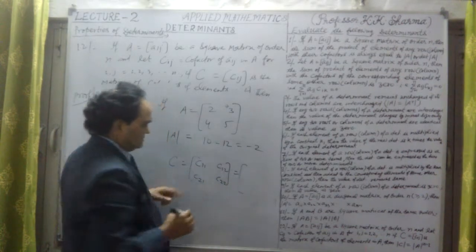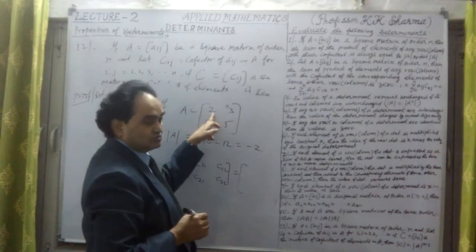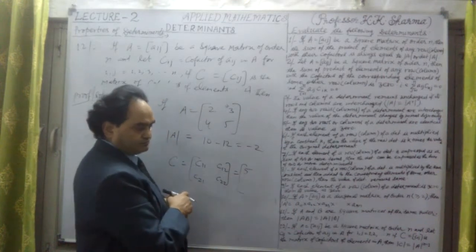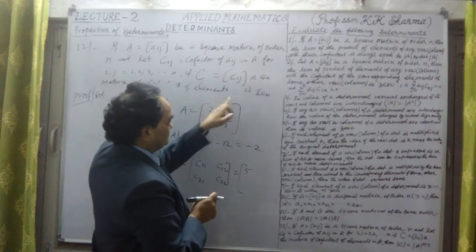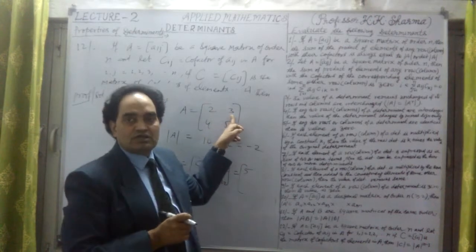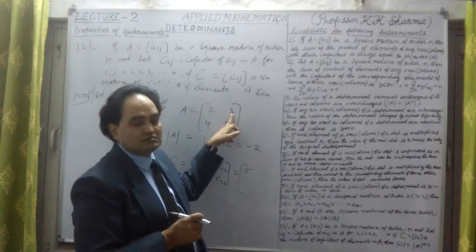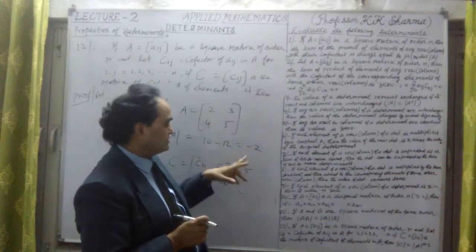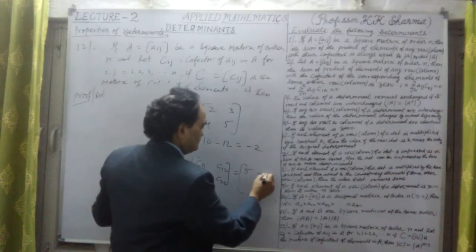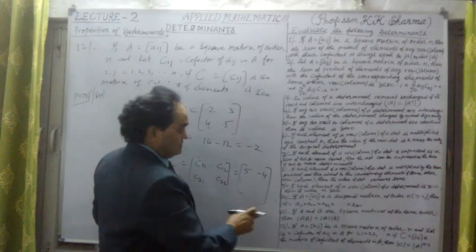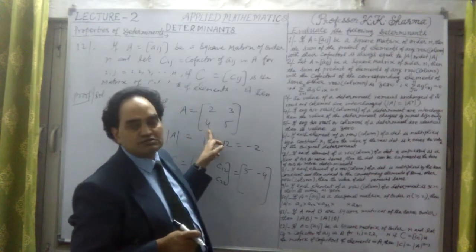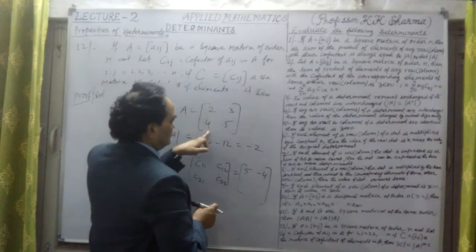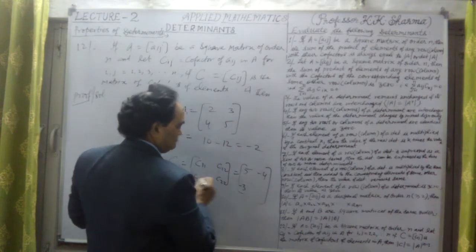What are the elements here? C11, if I find out, what is the cofactor of 2? It's 5 here. The cofactor of 3, because this is lying in the first row, second column, so this is 1 plus 2, 3, negative. Negative value is minus 4. Then this is the second row, first column, this is also a negative value. What about this? This is 3 here, minus 3.